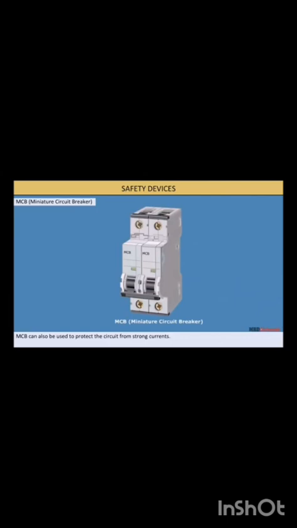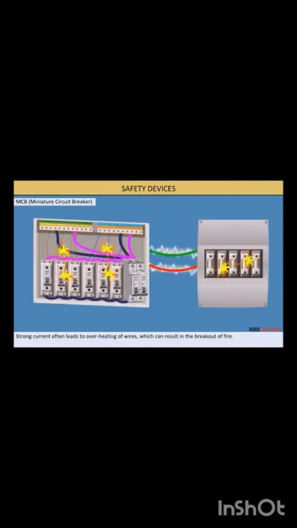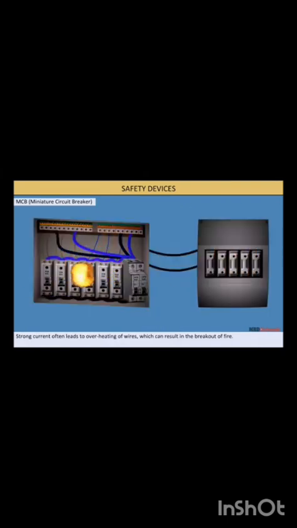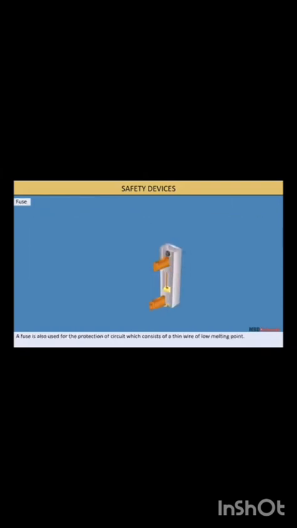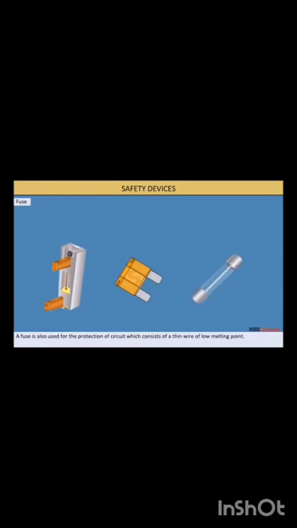Safety devices. Mini circuit breaker is used to protect the circuit from strong current. Strong current often leads to overheating of wires, which can result in the breakout of fire. Fuse is also used for protection of the circuit, which consists of a thin wire of low melting point.